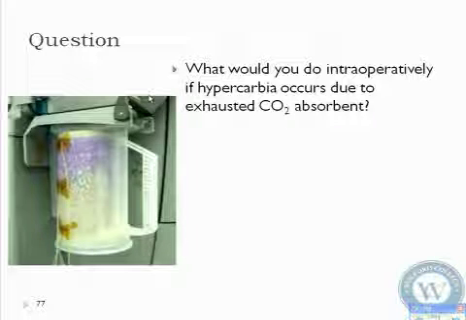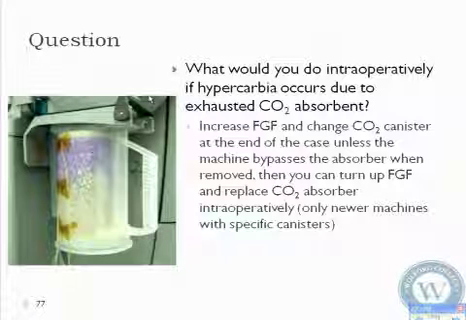You say change the canister. You can only change the canister with this type of machine. Okay? But in the standard workhorse machine, you can't change it. No, you don't have to bag the patient. The patient's on the ventilator. Okay? So what do you do? Increase your fresh gas flows. That's all you have to do to bypass it. Okay? Increase your fresh gas flows.